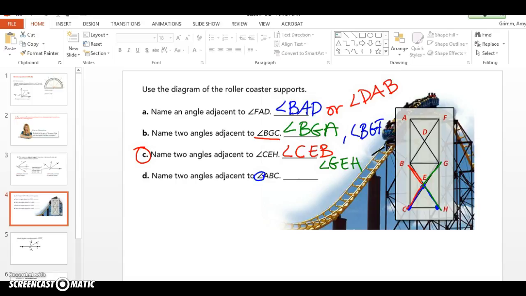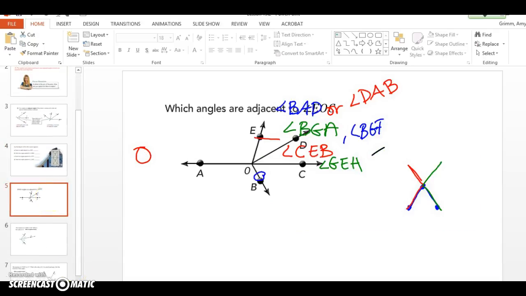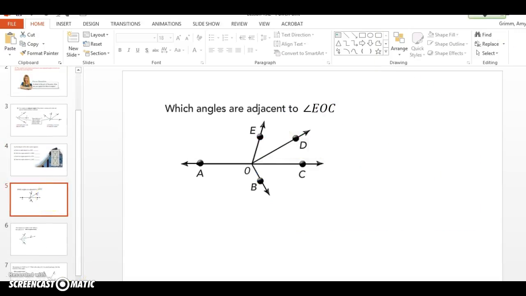The arms have to be touching. There you go. Okay, all right, good. I just said you had to do C. That's the only one we had to do. All right, moving on to this one.